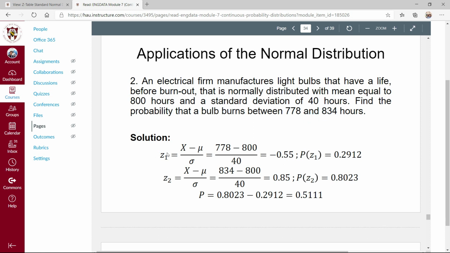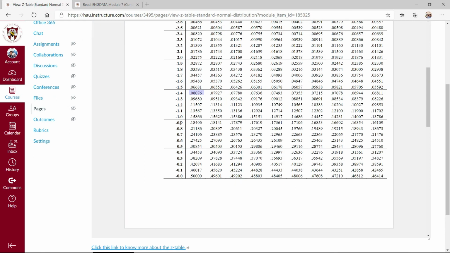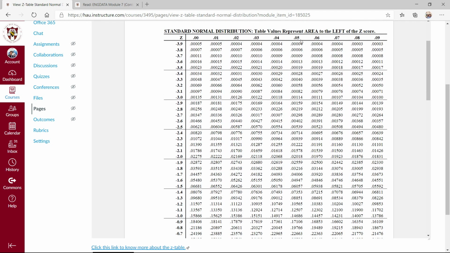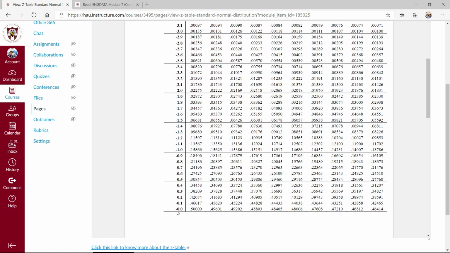So you have 2 z's. For z1, x minus mean all over the standard deviation: 778 for x1, 800 for the mean, standard deviation 40. You have negative 0.55. Looking at the table, that gives us 0.2912.